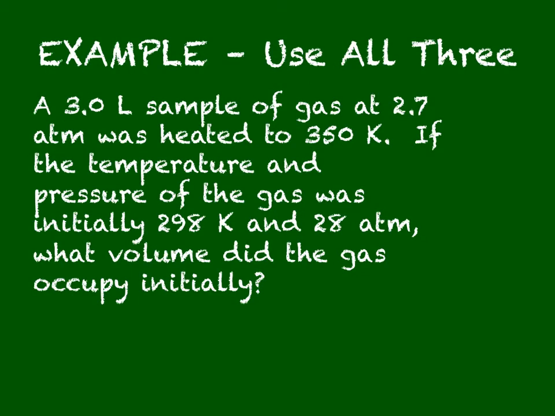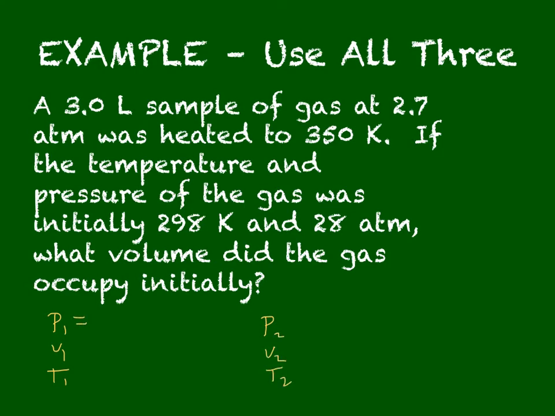Now, what if we have all three variables? This is where the combined gas law is really good. So in this example, a 3.0 liter sample of gas at 2.7 atmospheres was heated to 350 Kelvin. If the temperature and pressure of the gas was initially 298 Kelvin and 28 atmospheres, what volume did the gas occupy initially? So I'm going to have a P1, a V1, a T1, a P2, a V2, and a T2.